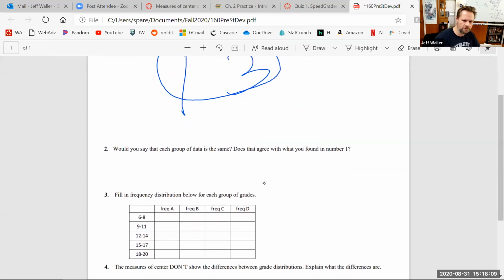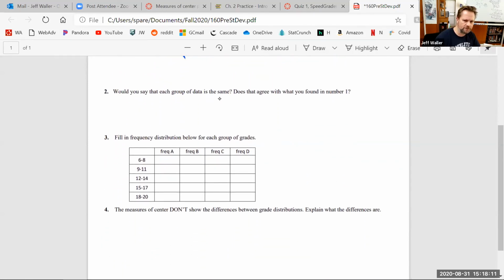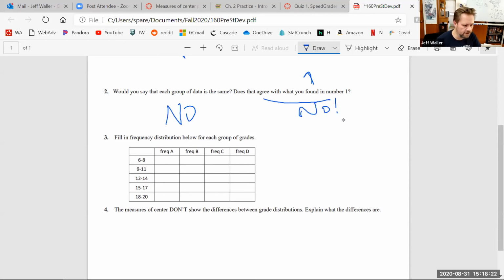So what I'm trying to do down here, obviously number 2, I would say, would you say that each group of data is the same? No. Does that agree with what you found in number 1? No. Because number 1 said they're all 13. But we can see that all the lists are not the same. They're not the same list of data.